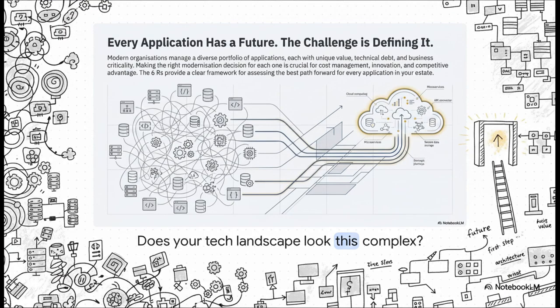I bet it does. If you've ever felt like your company's technology is just this tangled up web of systems, well, you are definitely not alone. This is the reality for so many organizations. A whole portfolio of apps, and each one has its own history, its own baggage, and its own value. The first step? Figuring out how to untangle this whole thing.